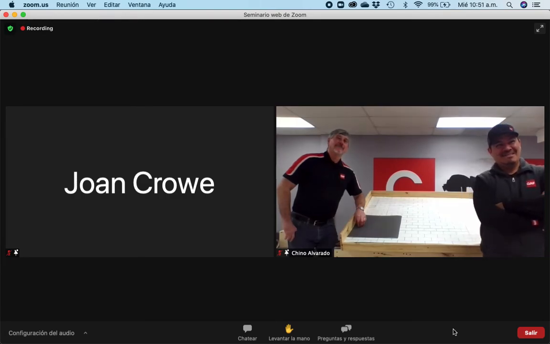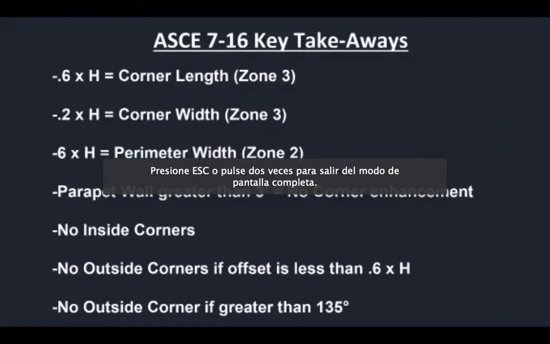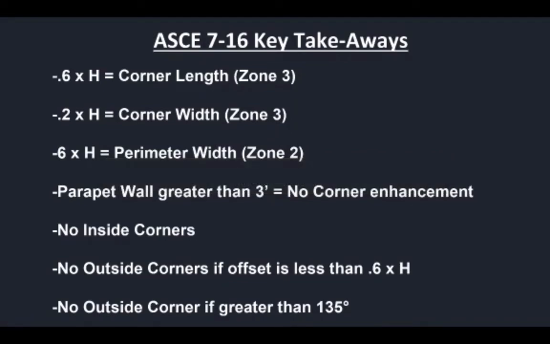Okay, so a couple key takeaways. ASCE 7-16: remember the formula. Zone 3, corner length, is 0.6 of the height. 0.2 of the height is your corner width for zone 3. Zone 2, perimeter width, is going to be 0.6 of the height. And a couple other nuances: parapet wall greater than 3 feet, no corner enhancement; no inside corners, no outside corners if offset is less than 0.6 of the height. And last but not least, no outside corners if greater than 135 degrees. So just a couple takeaways that you could use, especially on the install.